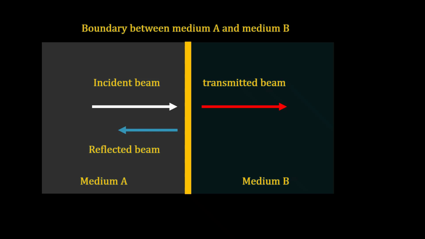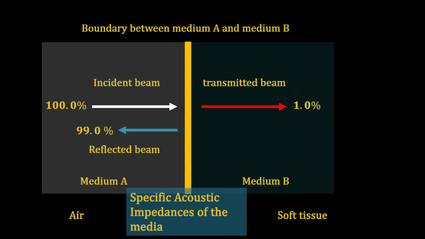If instead we have air and soft tissue as our media, then only 1% of the intensity of the incident beam is transmitted into the soft tissue, while 99.0% will be reflected off the air-soft tissue boundary. How much intensity is transmitted and how much is reflected depends on the specific acoustic impedances of the two media.